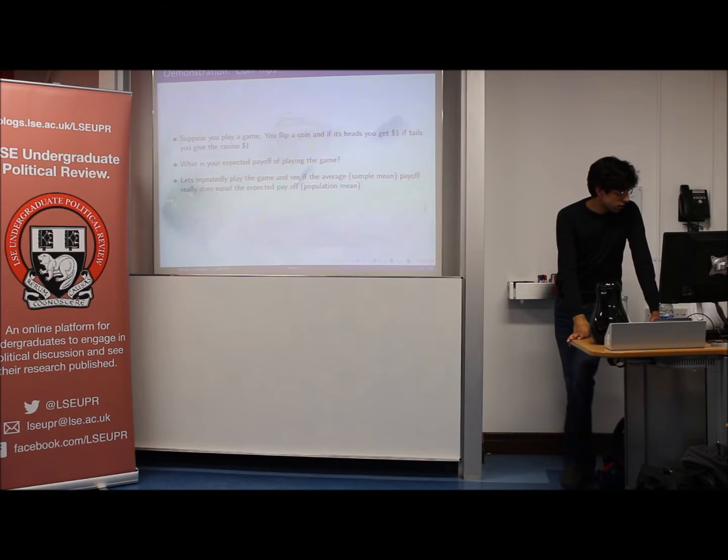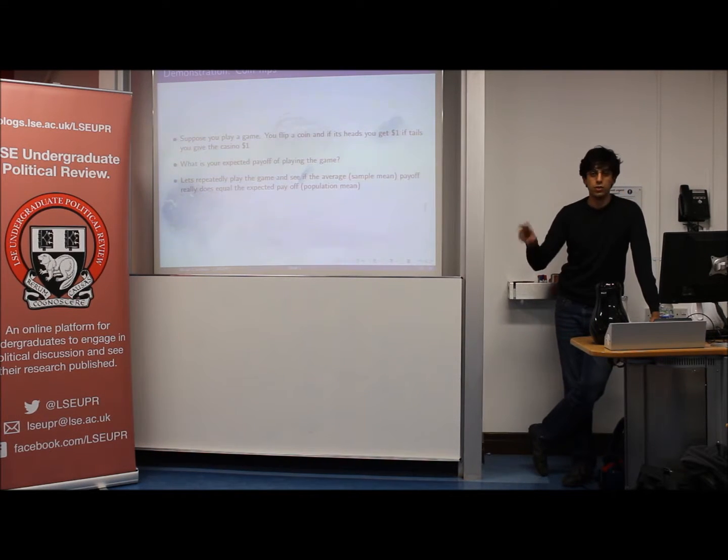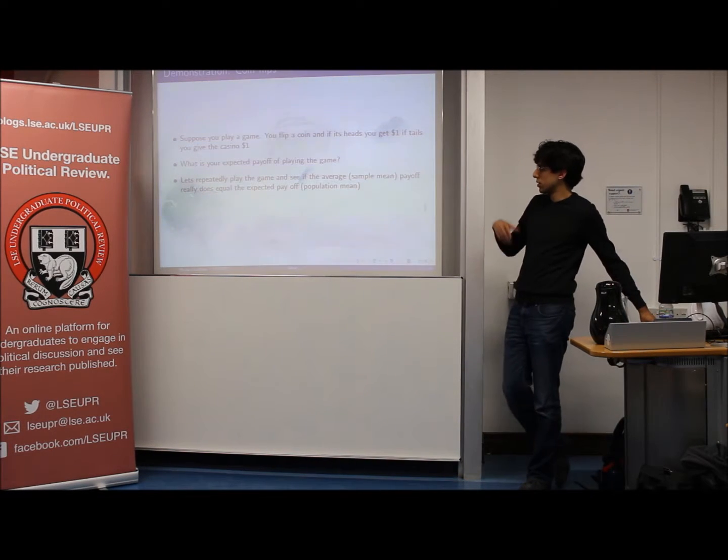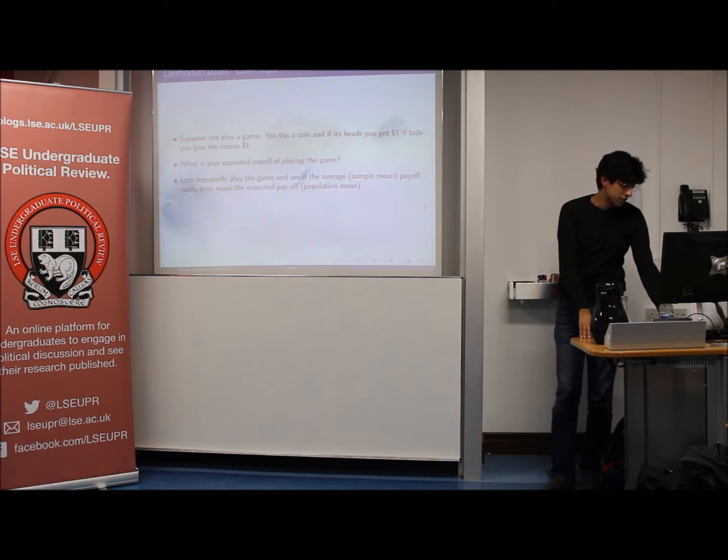So to give you an idea, suppose you play a game, you flip a coin, and if it's heads, you get $1, and if it's tails, you give the casino $1. So what would you expect your payoff to be on average? 0. Yeah, exactly 0. Now, you can't actually ever get 0 in any given game, but that's the average. And what I'll try to show is that the average actually tends towards 0 as you reach infinity.